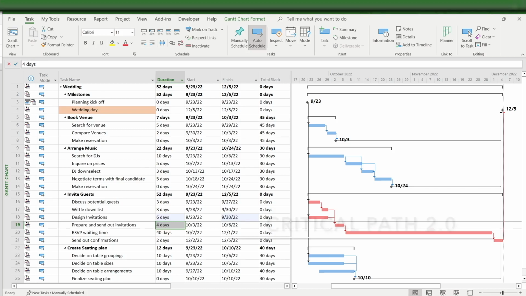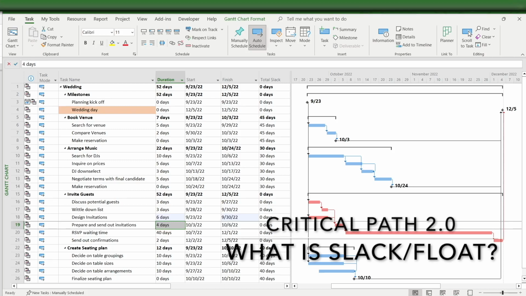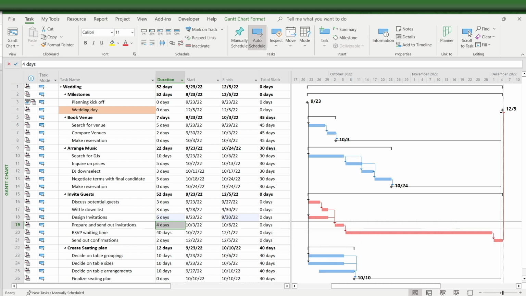How's it going, everyone? In this video, we are going to be discussing the very basic aspects of float, sometimes referred to as slack. In the last video, we started talking about critical paths. And to understand critical paths, you have to understand float. You cannot understand one without learning about the other.